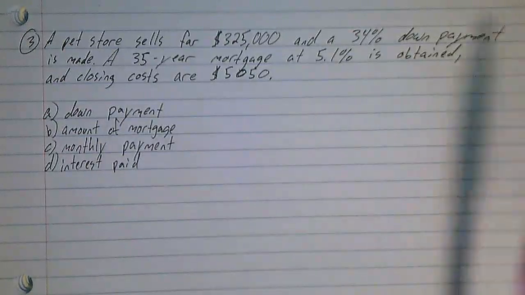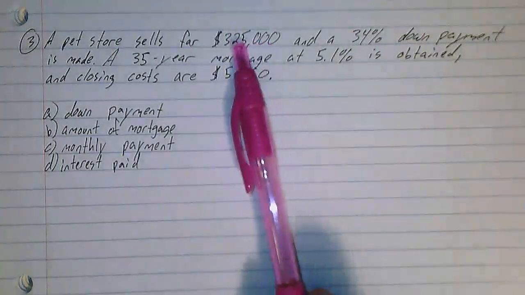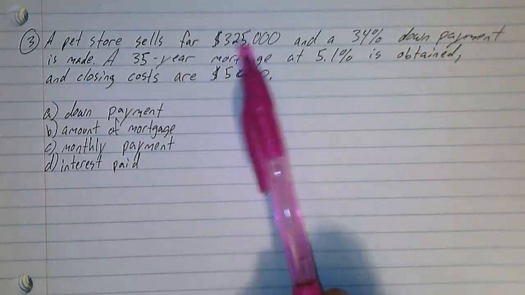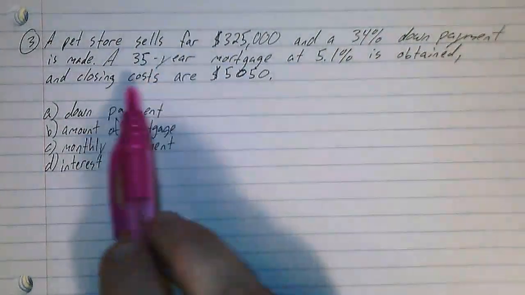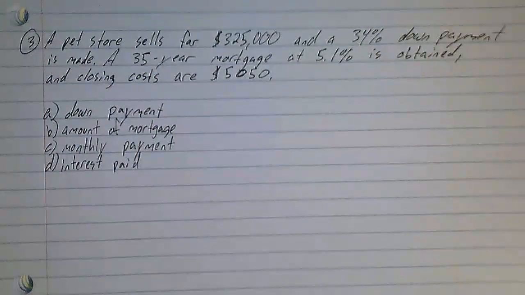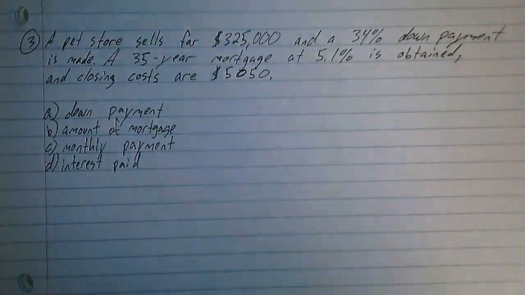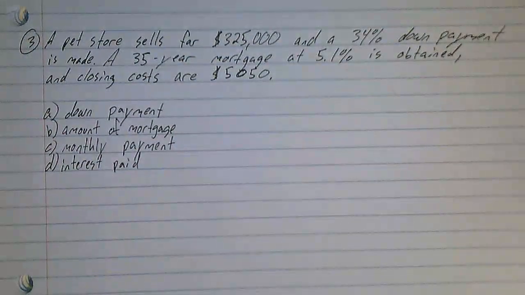So, the parts that will change from problem to problem: what is the initial cost? What percent of the down payment are you making? The number of years of your mortgage and the percent of your mortgage will change. And specific to number 3, you have this closing costs. Same 4 questions.